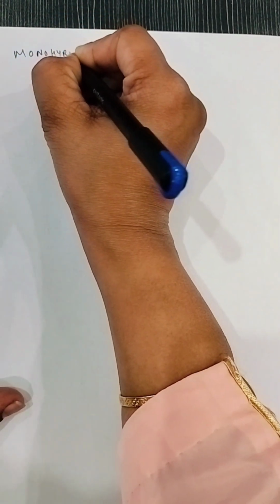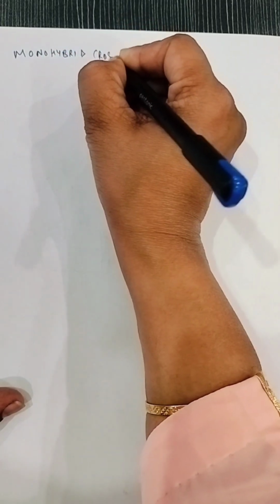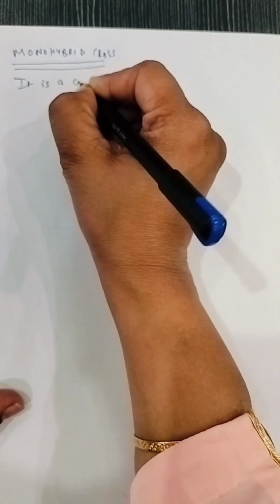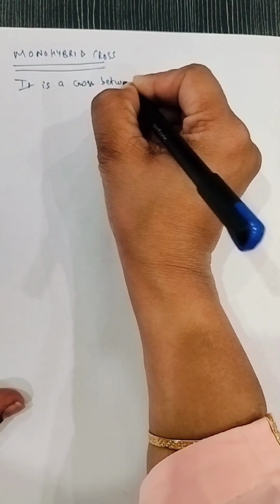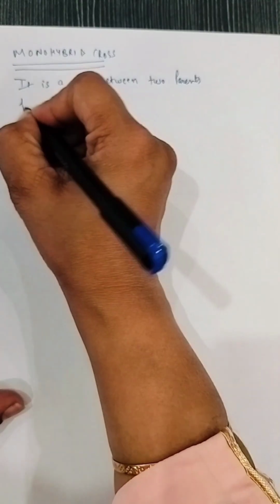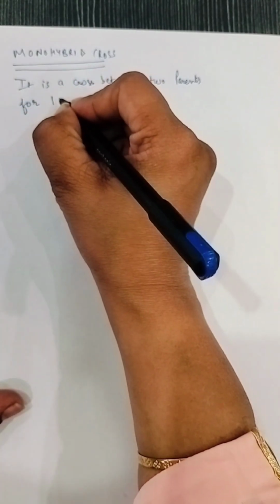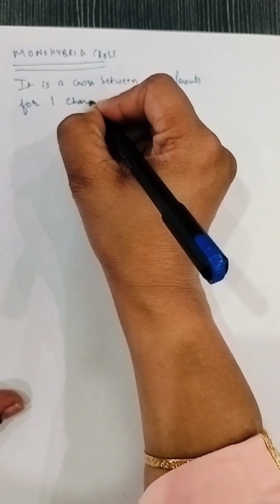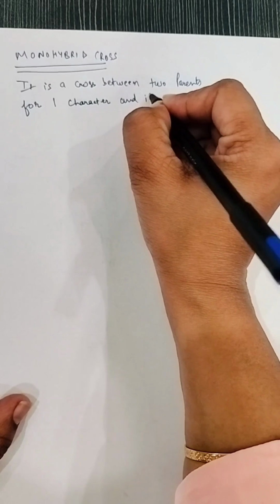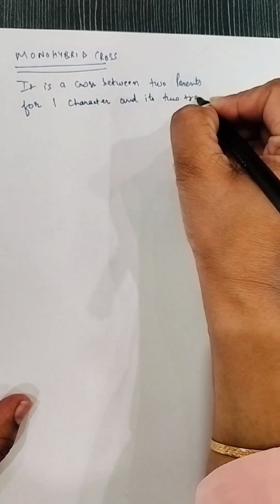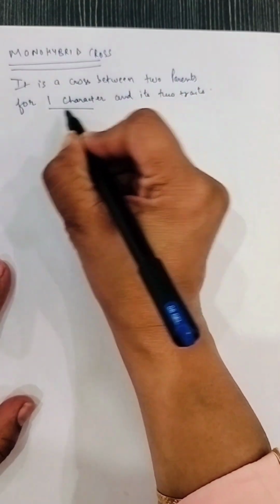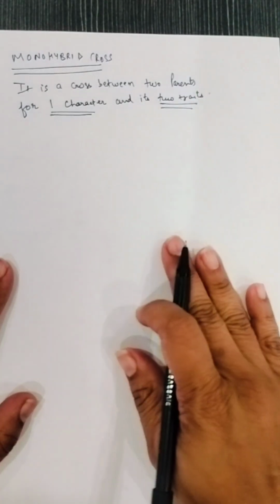Monohybrid cross. It is a cross between two parents for one character and its two traits. The cross between two parents for one character and two traits.